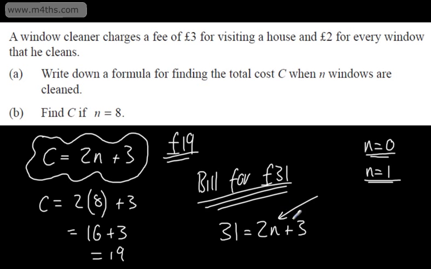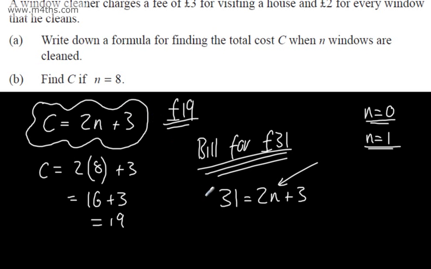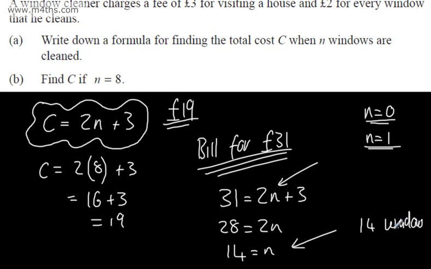So what I'm trying to do here is solve this equation to find the number of windows that I had cleaned. So this time we don't have a number, we're trying to find the number given the cost. With this equation we would subtract 3 from both sides of the equation. 28 is equal to 2n. We would divide both sides by 2 and we could see that n was equal to 14. So we had 14 windows cleaned if the bill was £31. So all I've done is worked that backwards.